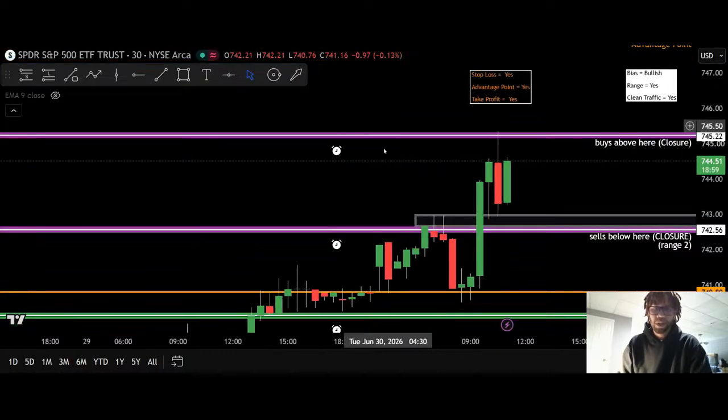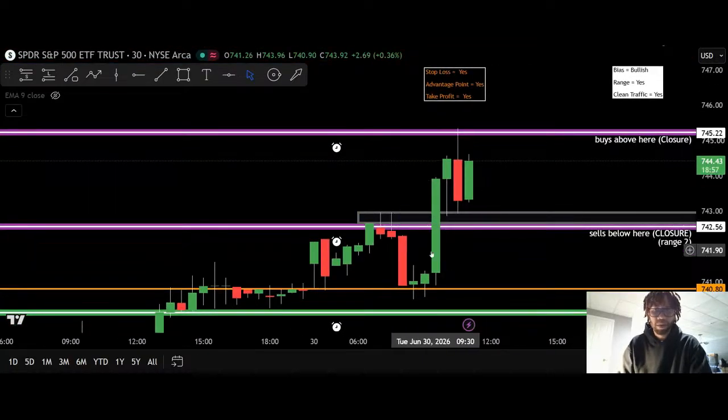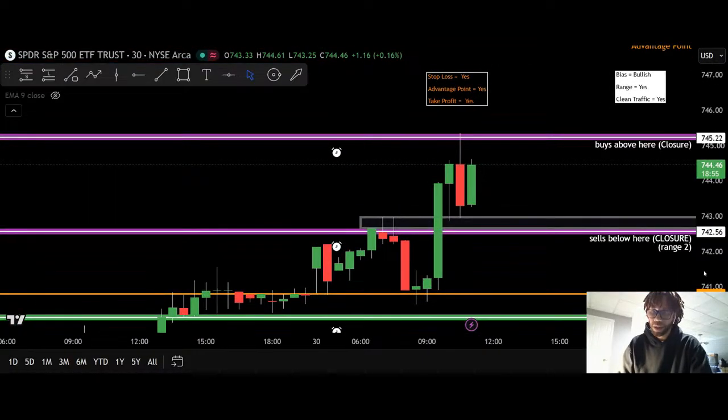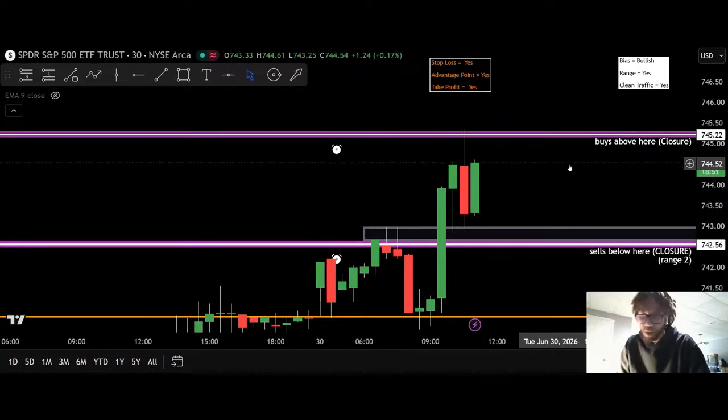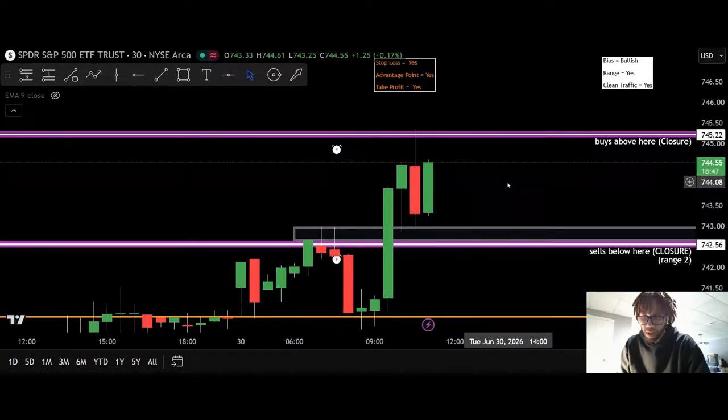But yeah, we did have a bullish bias, and clearly the bulls have stepped into the market for now, with the time being 7:11 a.m.